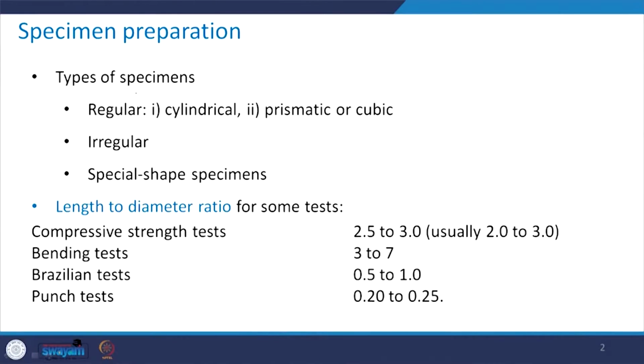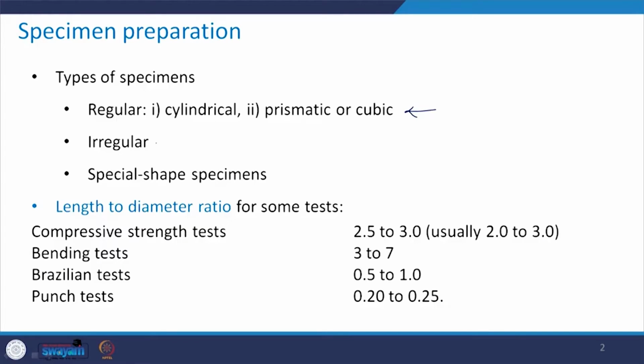You can have different types of specimen. They can be of regular shape, which may include cylindrical, prismatic or cubic, depending upon the type of test that we want to conduct. For example, you can see here that this is a regular specimen and cylindrical in shape. That is what we call a cylindrical specimen.